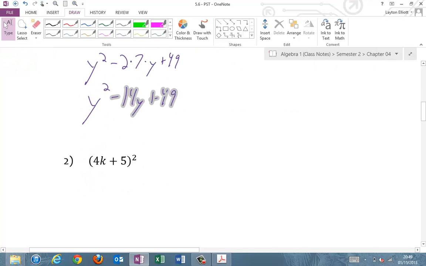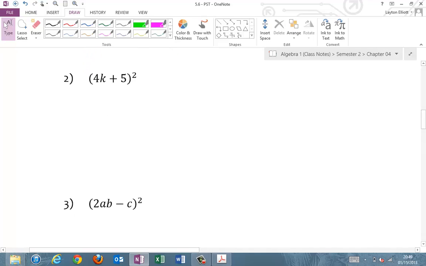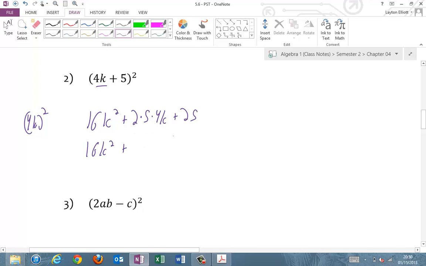Okay, moving along. We've got 4k plus 5 squared. 4k squared is 16k squared, so that's the first one. Your outer and inner are going to be 5 times 4k, so there's 2 of them. So we go plus 2 times 5 times 4k. And then last is 25. 16k squared plus 2 times 5 times 4 is 10 times 4, or 40k, plus 25.